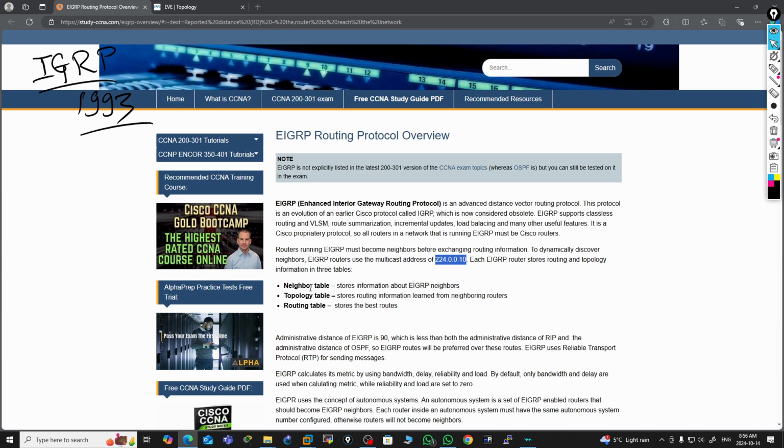The neighbor table stores information about all the routers that participate in a neighborship. The topology table is going to store the routing information learned by each router. Then the routing table stores the best routes.